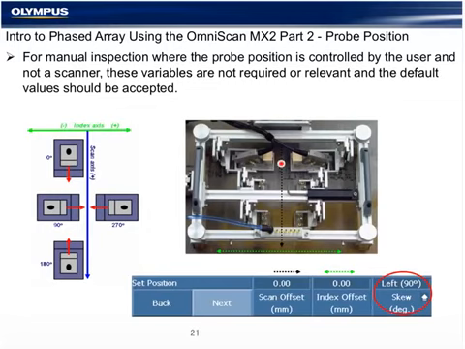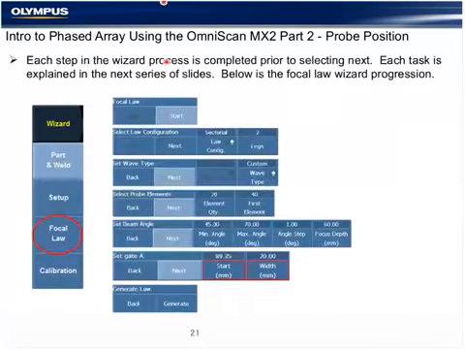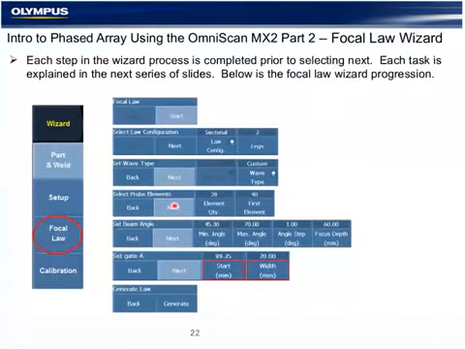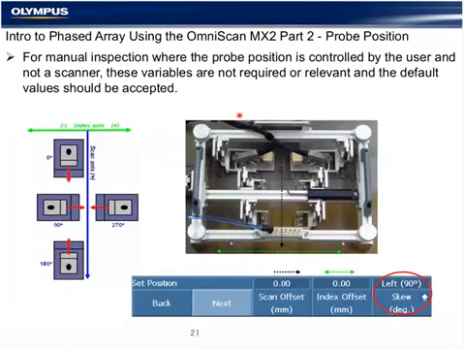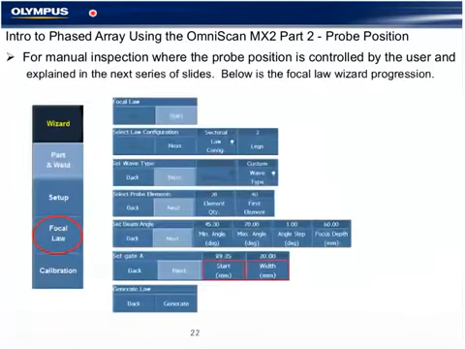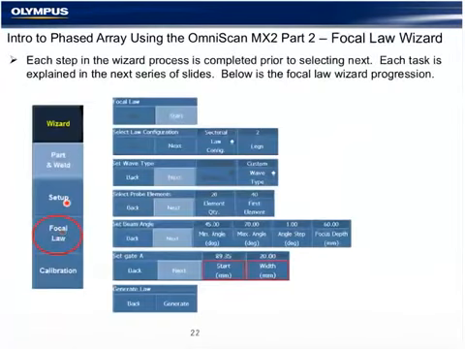And in a manual inspection, we will leave this 0 until we find a flaw. And again, we are stepping through the wizard one step at a time, completing the necessary setups for the focal law of the sector scan. So we've completed, at this point, the group wizard, and we will go ahead and take a look at that on the instrument.